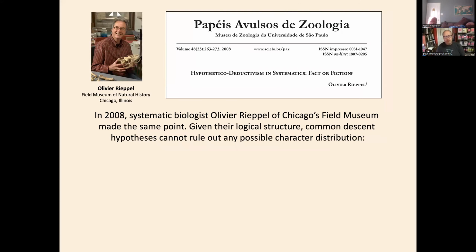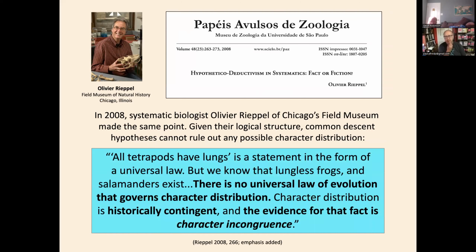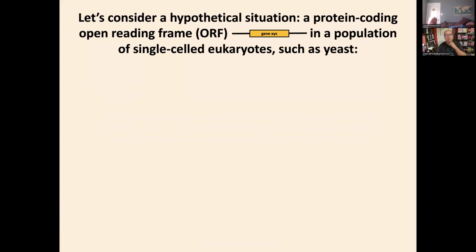Oliver Rieppel, who's here in Chicago at the Field Museum, in 2008, he made the very same point. He said, there's no universal law of evolution that governs character distribution. So you can have any particular arrangement of characters on a cladogram, and that cladogram might still be true. It might still be the case, meaning testability is lost because you can't go from that back to falsifying the cladogram itself. So I was astonished to realize that people who think about this problem have said, well, actually, universal common descent, strictly speaking, is untestable.